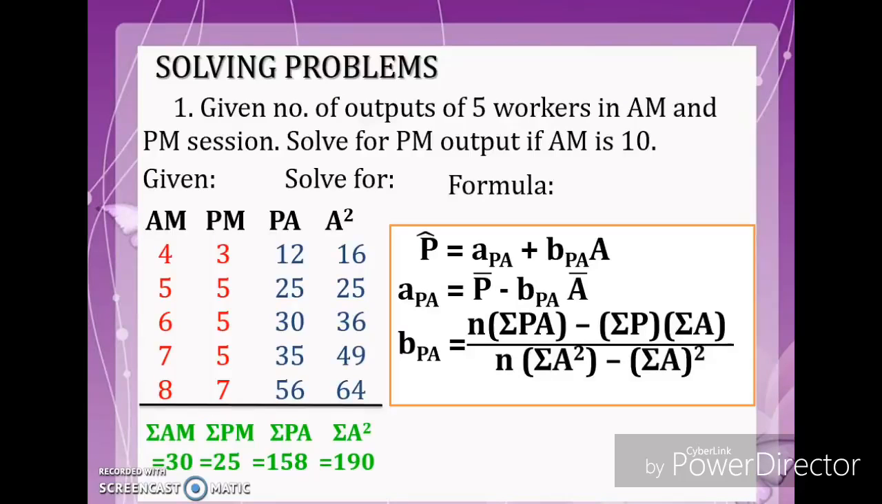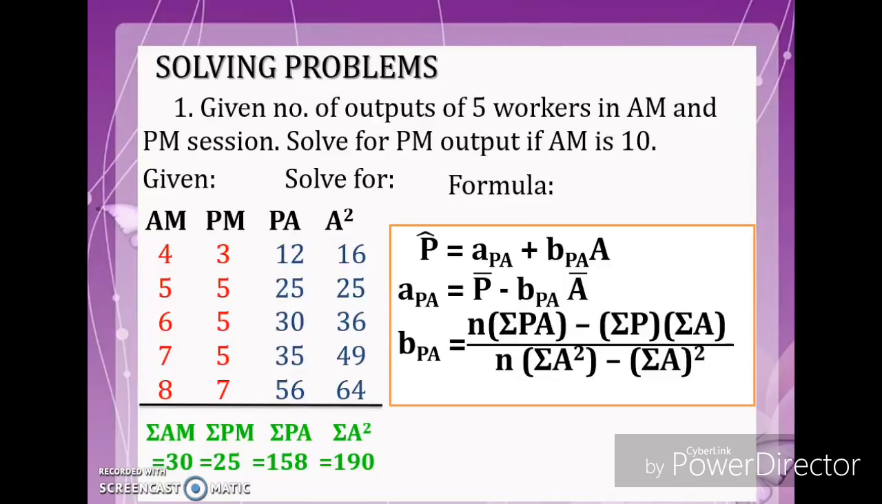So, sa AM, 4 plus 5 plus 6 plus 7 plus 8 is equal to 30. So, summation of AM is 30. Sa values ng PM, 3 plus 5 plus 5 plus 5 plus 7 is equal to 25. So, summation of PM is equal to 25.